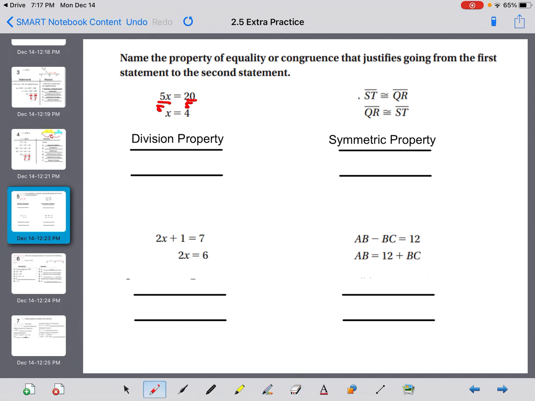Next, we had 2x plus 1 equals 7 goes to 2x equals 6. Well, it looks like they just subtracted 1 on both sides. There's your subtraction property of equality.